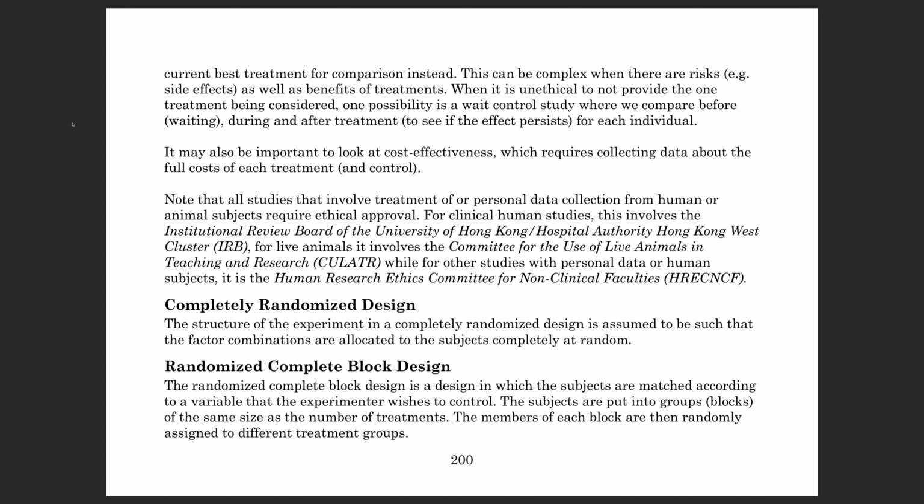Okay, so let's start to look at a few designs. A completely randomized design means that all the factor combinations are allocated to the subjects completely at random. Okay, a randomized complete block design is where we match the subjects according to a variable that we wish to control first. The subjects are put into groups or blocks of the same size as the number of treatments, and then the members of each block are randomly assigned to our different treatment groups.